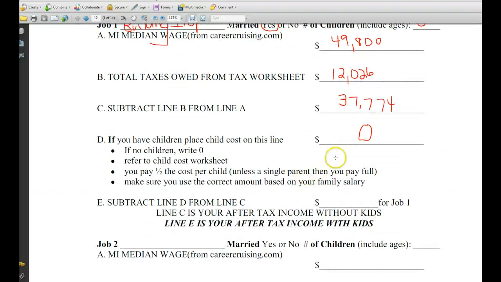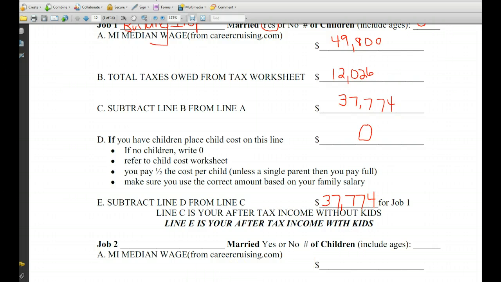Because I don't have any children, I don't have to subtract the cost of children, so I'm just going to bring down this number here and put it here. So my after-tax income is $37,774.